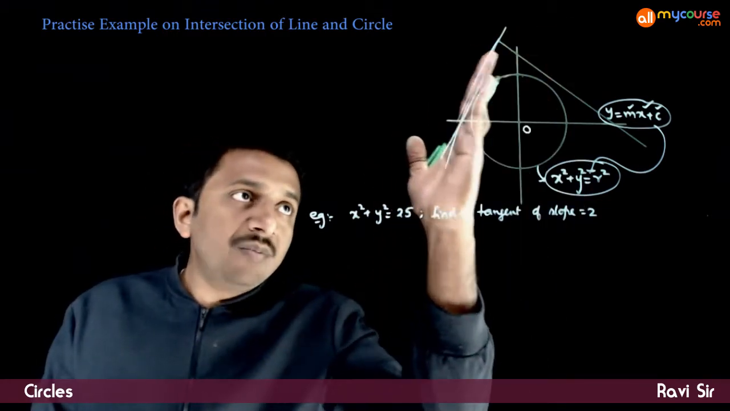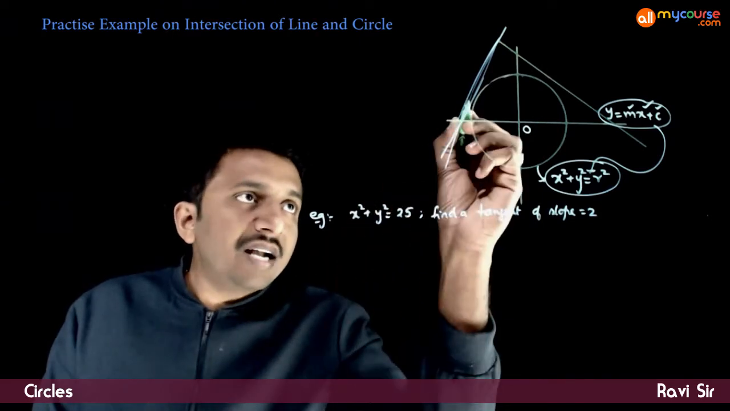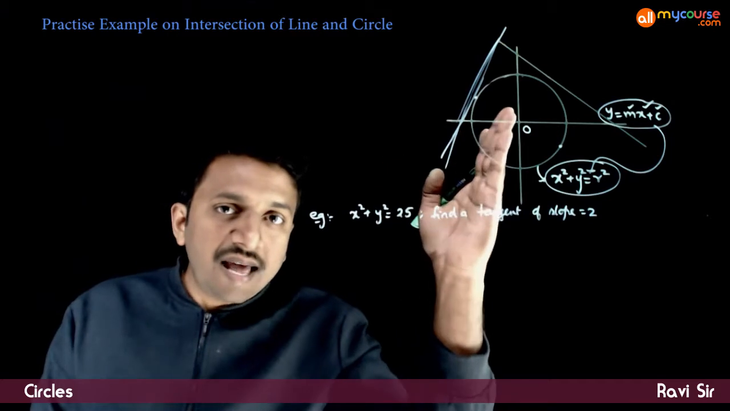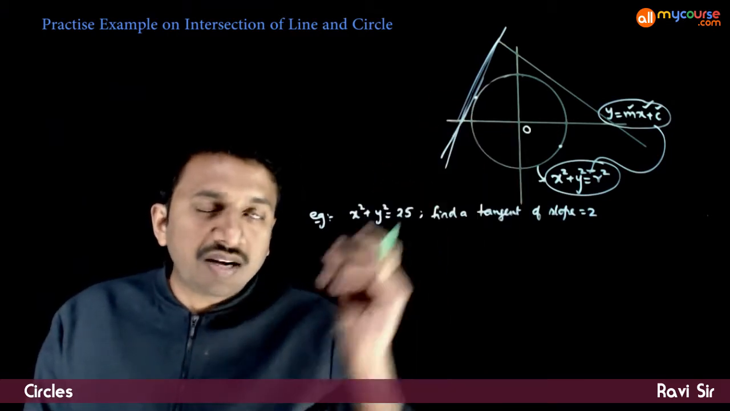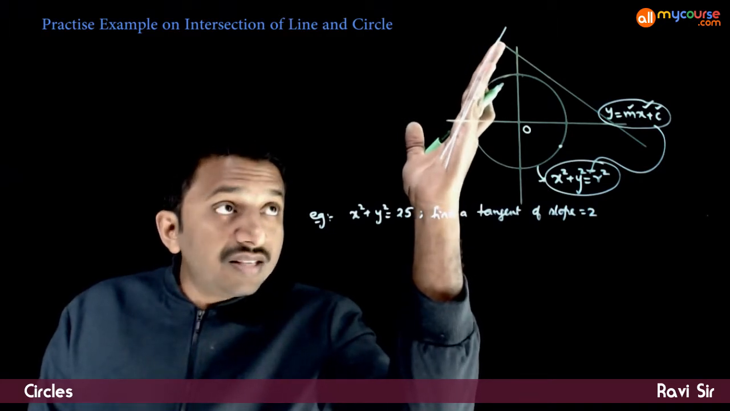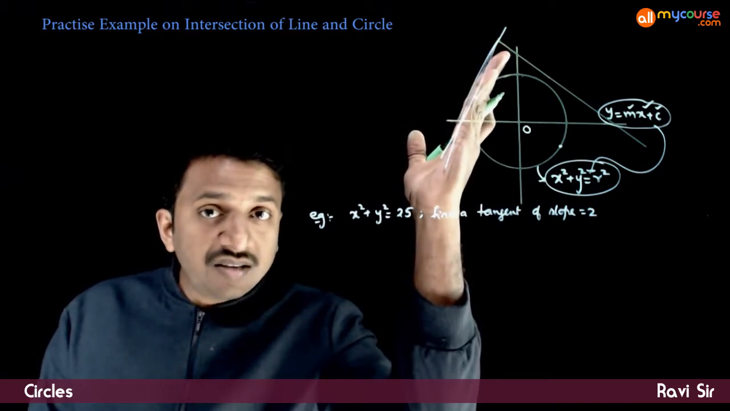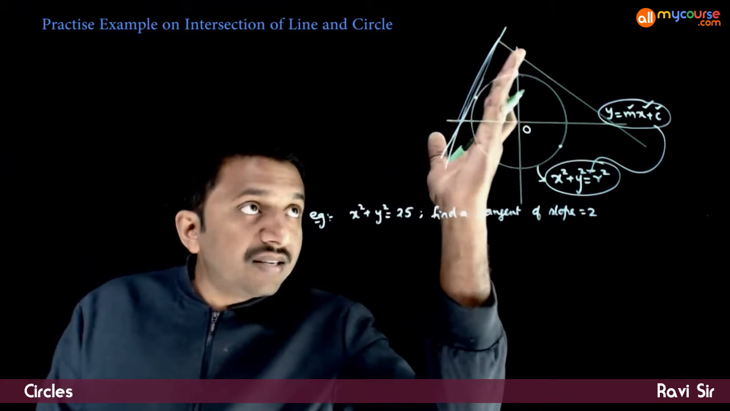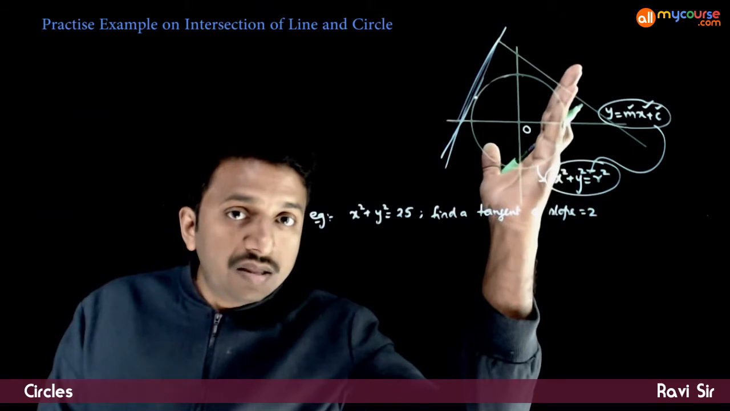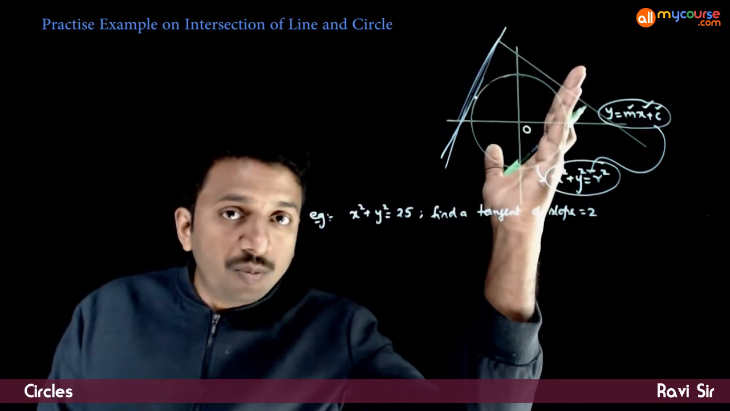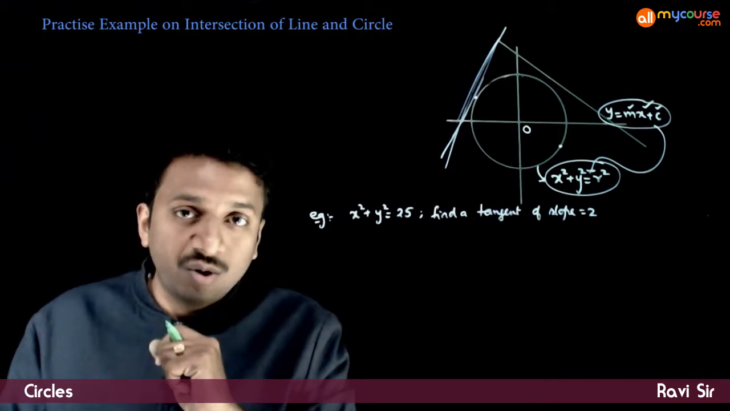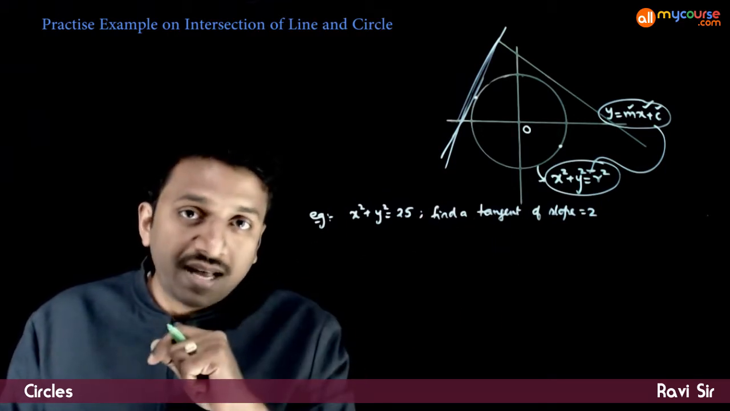So as the line moves in this direction, you can see that there are two positions where the line becomes tangent to the circle. As the line is moving parallelly, there will be one stage on this side where the tangent is having the slope 2, and as the line moves here, you have one more limiting position here where the tangent is having the slope 2. So you'll have two tangents of any particular slope. So you're asked to find both the tangents.